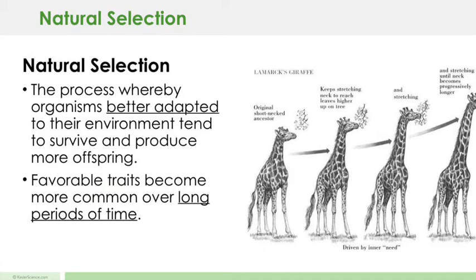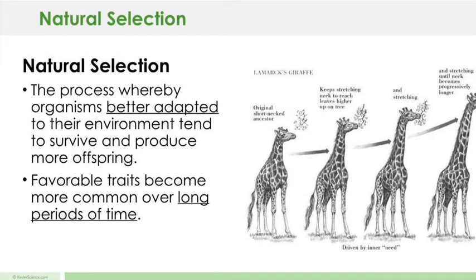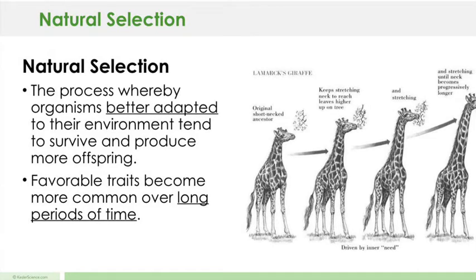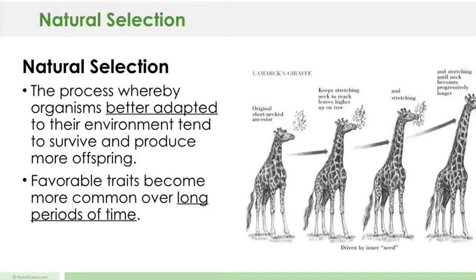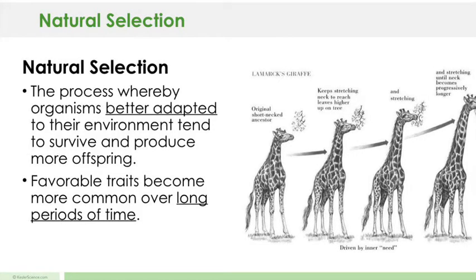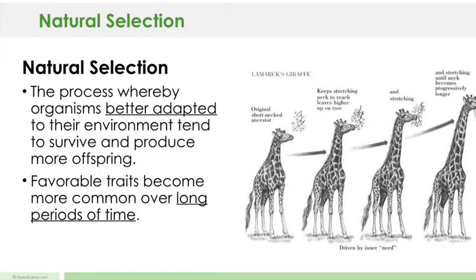Let's look at what natural selection is. Natural selection is where organisms can better adapt to their environment to where they can survive and produce more offspring. This is the idea that Charles Darwin came up with, and it is now believed to be the main process that brings about change in organisms. The favorable traits that come about through natural selection become more common over longer periods of time.